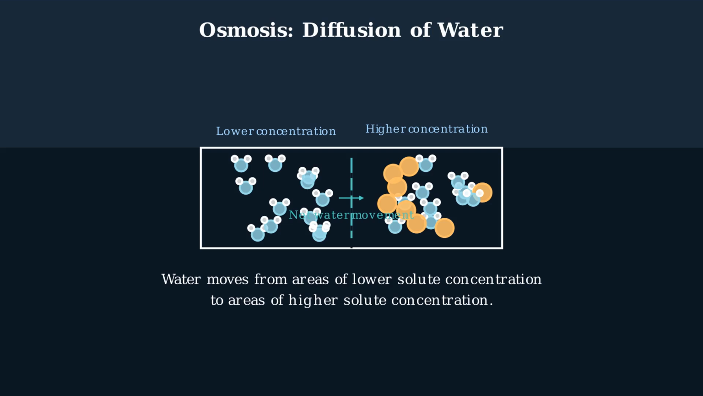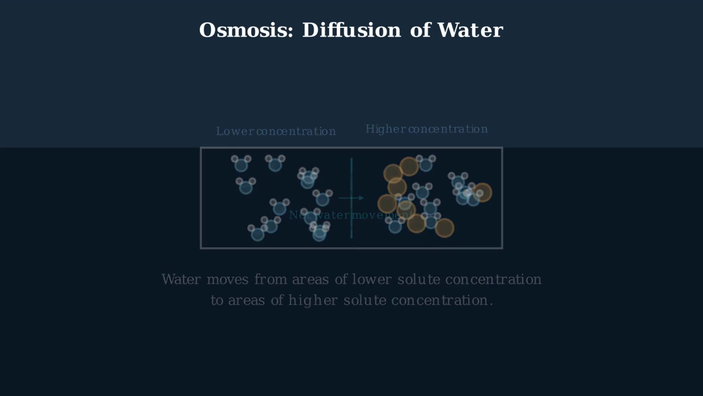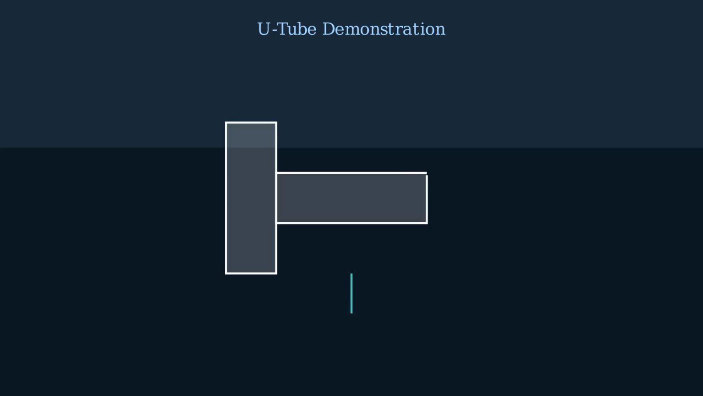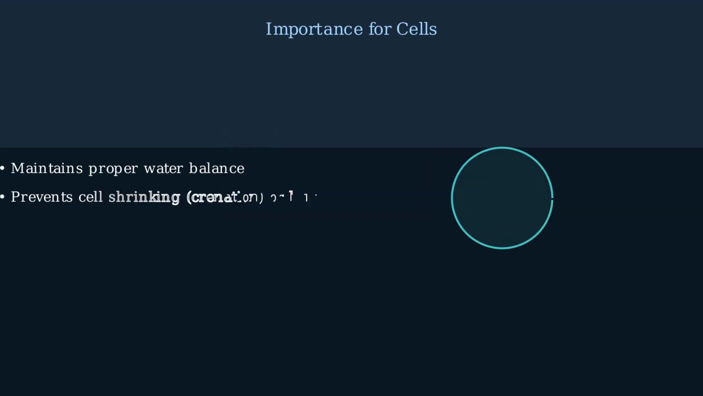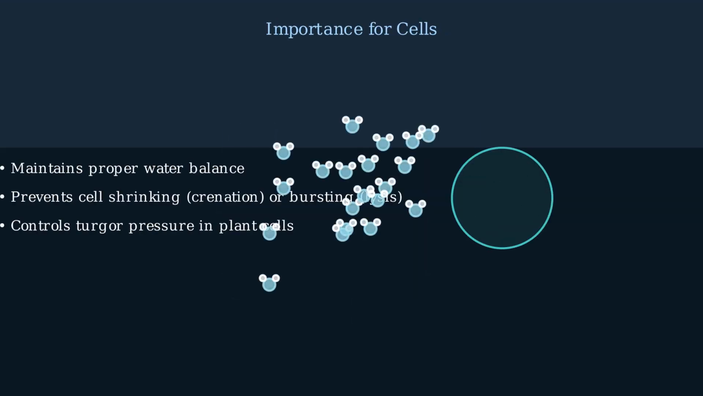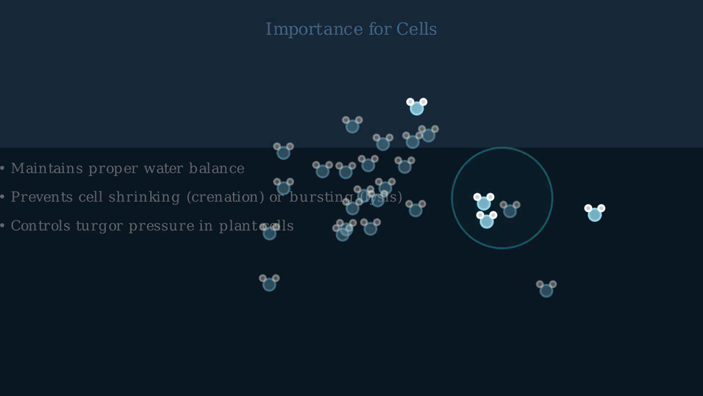The solute particles cannot cross the semi-permeable membrane. We can demonstrate osmosis using a U-tube separated by a semi-permeable membrane. When pure water is placed on one side and a sugar solution on the other, water molecules move toward the sugar solution. Osmosis is crucial for cells to maintain proper water balance. It prevents cells from shrinking or bursting and controls turgor pressure in plant cells.